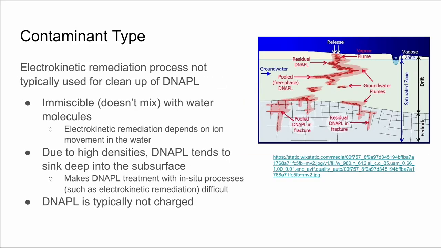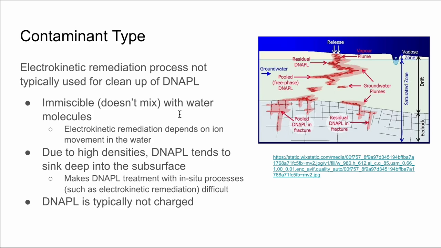One contaminant type that's not typically used when it comes to electrolytic remediation is DNAPL, and this is because DNAPL is immiscible with water, which means it doesn't mix, and electrokinetic remediation depends on the ion movement in the water. As you can see with this little visual here, the DNAPL exists in a free phase, a completely separate phase from the water, which means it's not going to react to the cathodes or the anodes.